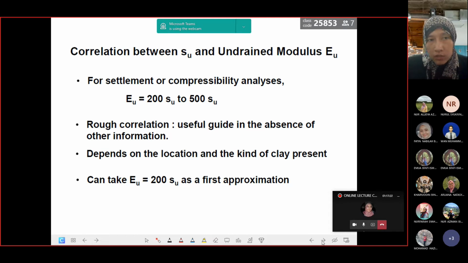The stiffness modulus is also related to the Poisson ratio. If you go further, they can go into details of the volumetric strains if it involves changes in pore water pressure. So when you want to relate a certain stiffness to what the strength is, this is one suggestion for you: the undrained E is equal to 200 SU, for example. Vice versa, if you are looking for SU and you are given EU, you can use the simple equation here. This is applicable if it involves settlement or compressibility.